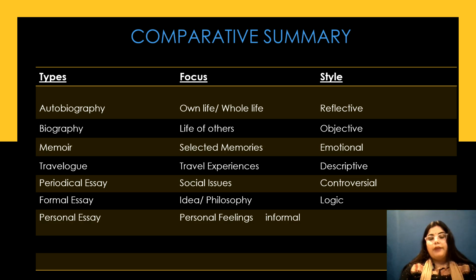Then, when we talk about travelogue, it talks about travel experience. The main focus is on travel experiences, and the style is descriptive in nature. Periodical essays are all about social issues and moral education, and they are also controversial in style. On the other hand, in the formal essay the focus is on ideas and philosophy, and the style is very logical. The personal essay talks about the personal feelings and ideas of a person, and it is very informal in nature.